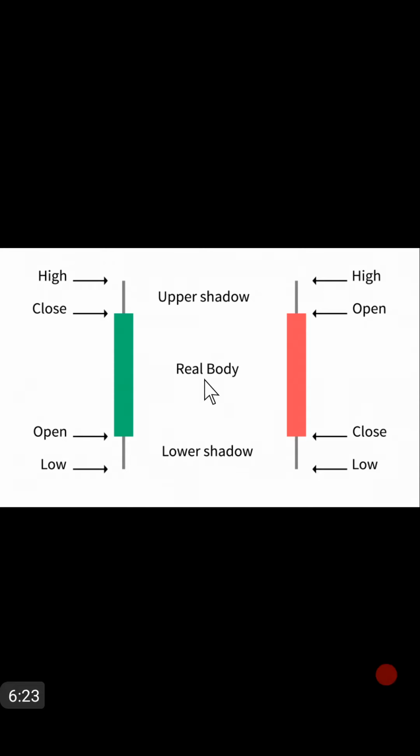What makes a candlestick bullish is because the pressure pushing it up is higher than the pressure pushing it down. The pressure pushing it up is higher than the pressure pushing it down. That's why it is bullish. It is bearish because the selling pressure pushing it down is higher than the buying pressure pushing it up. Please take note. It is bearish because the selling pressure pushing it down is higher than the buying pressure pushing it up.